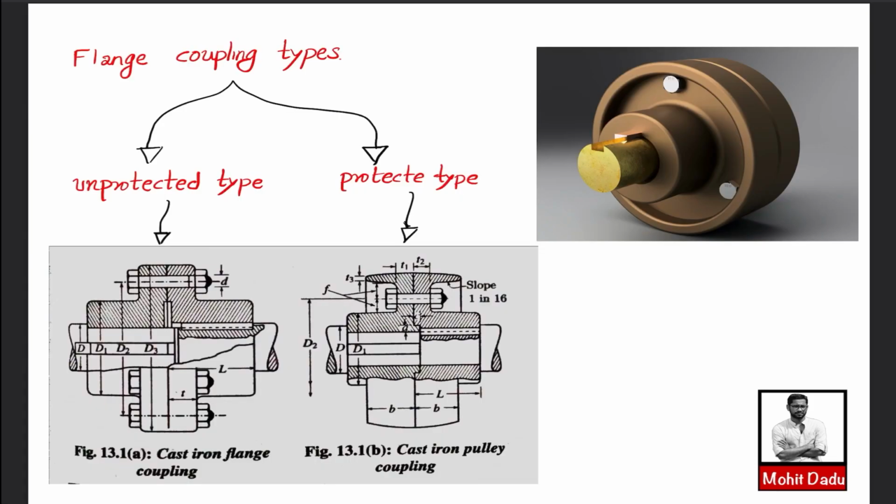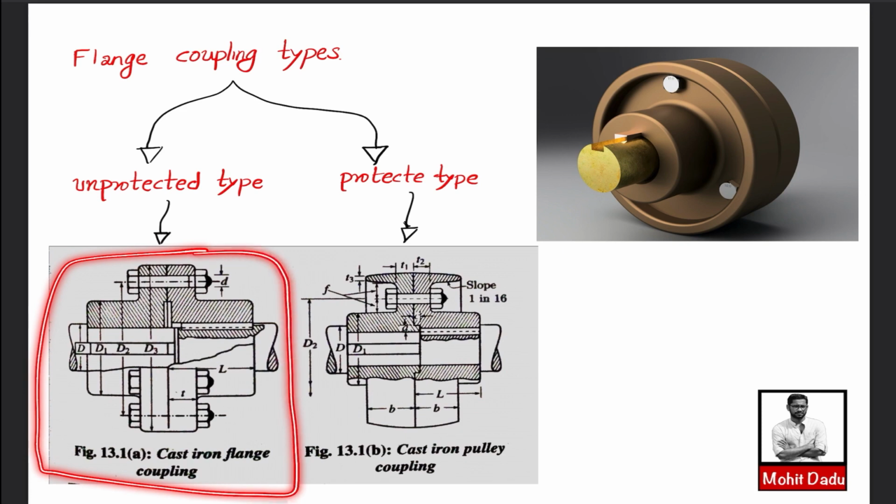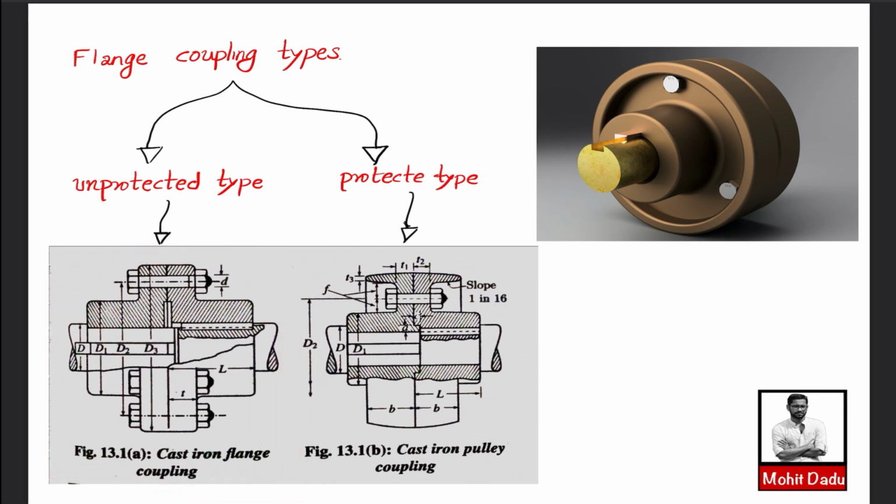Here you can see the two types of flange couplings. One is known as the unprotected type and the other is known as the protected type. The figure is shown here, from this data book; you can see the figure numbers. Unprotected type means the bolt ends are open to the surroundings. That means this is very risky to the workmen who are working with these couplings.